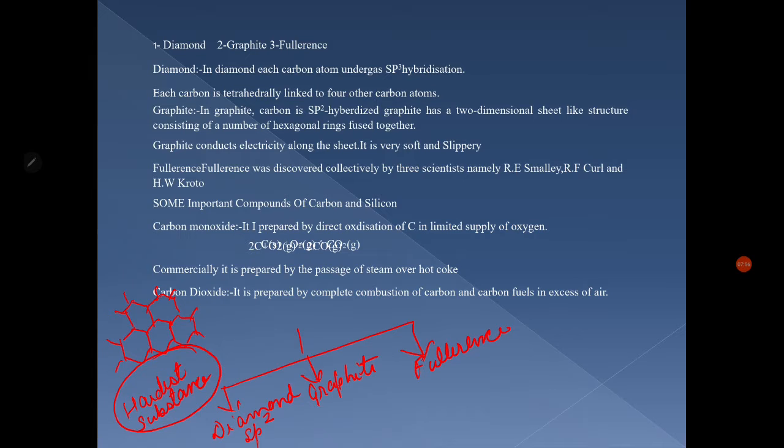Next is graphite. Graphite has a layered structure. Its structure is like this: these are also benzene rings, but they are attached in a line form.